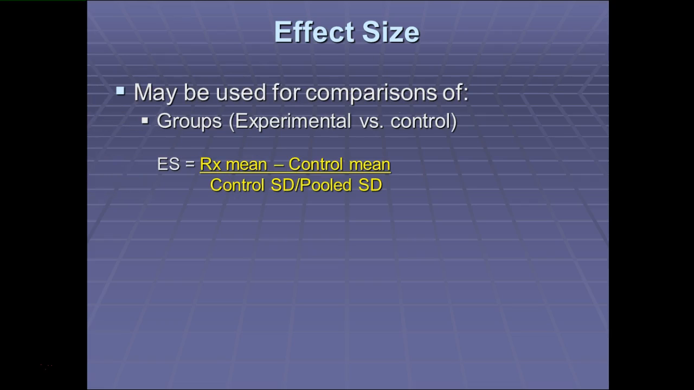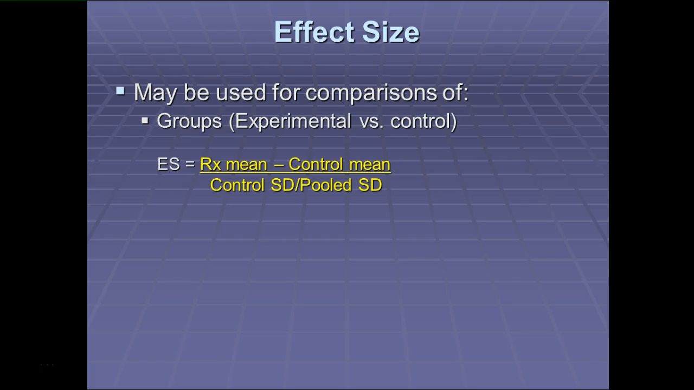So effect sizes are traditionally used in one of two circumstances. Number one, when you want to compare groups, right? And so most of the time that's going to be an experimental group versus a control group. However, you can also have a sham group in there, someone who receives some placebo form of treatment, right?